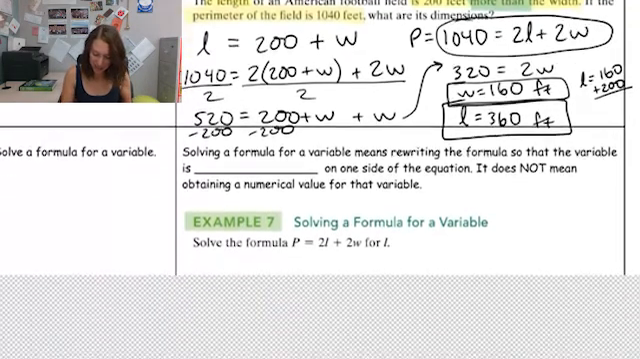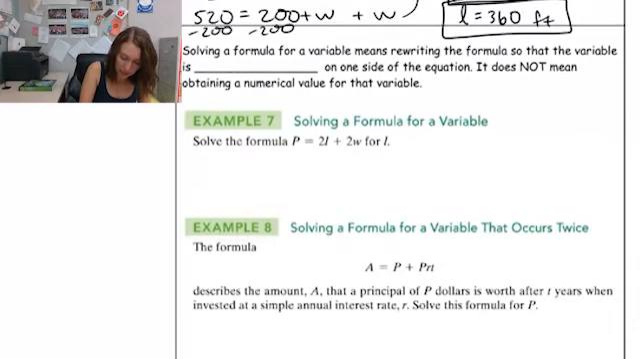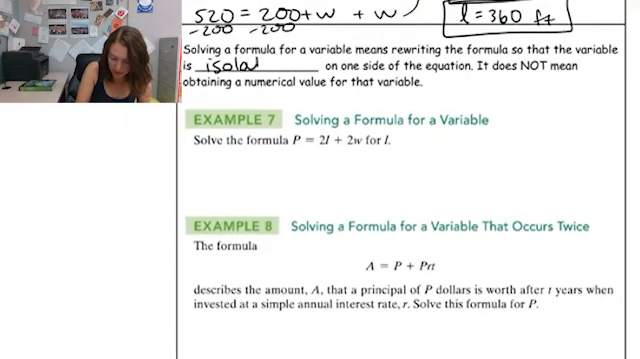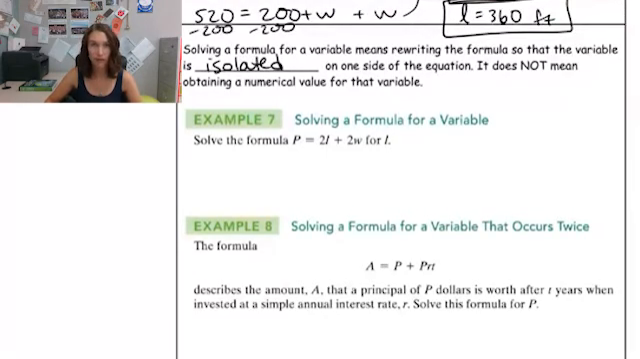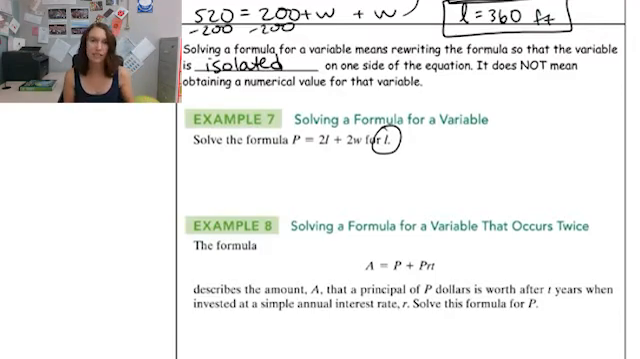Okay, and then the last piece of our lesson here, solving a formula for a variable. So really what I'm doing is isolating the variable on one side of the equation. We're not actually going to obtain a numerical value for the variable. We're just going to get the variable by itself. So if I need to get L by itself, then I need to start moving things away from the L, and it's easiest to move things that are least connected to it.